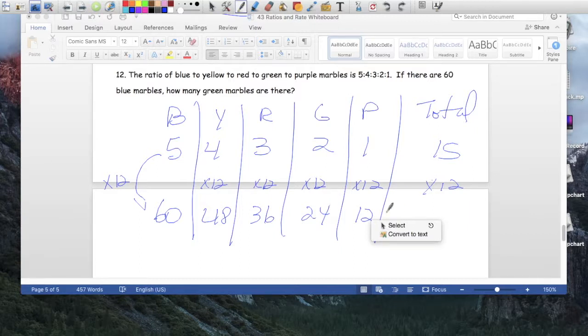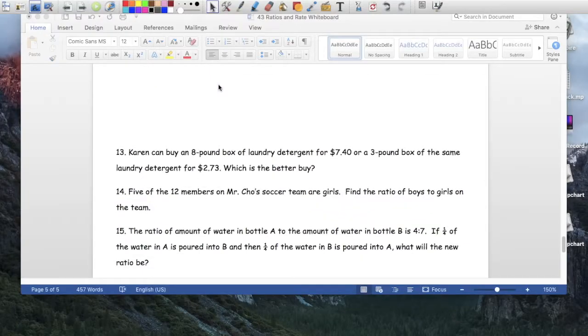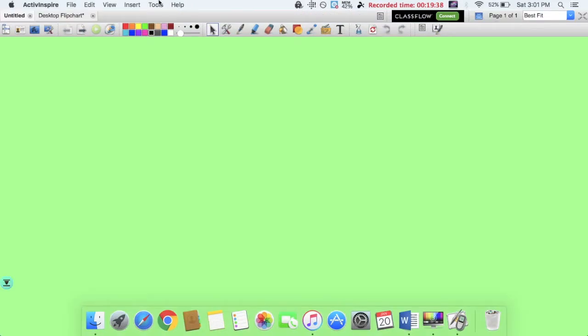15 times 12 would give us 180, for a total of 180. So if there are 60 blue marbles, how many green? Well, the green would increase to 24. Okay? Okay, 12.